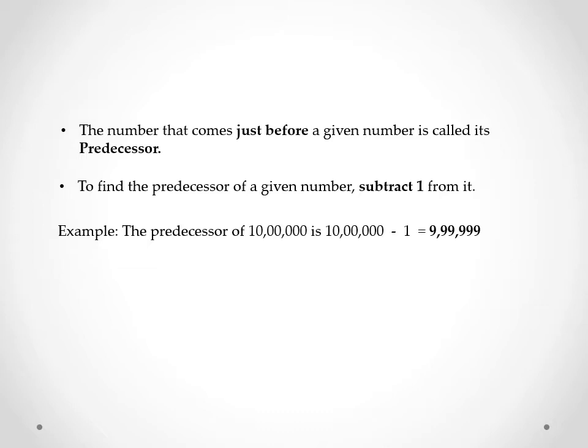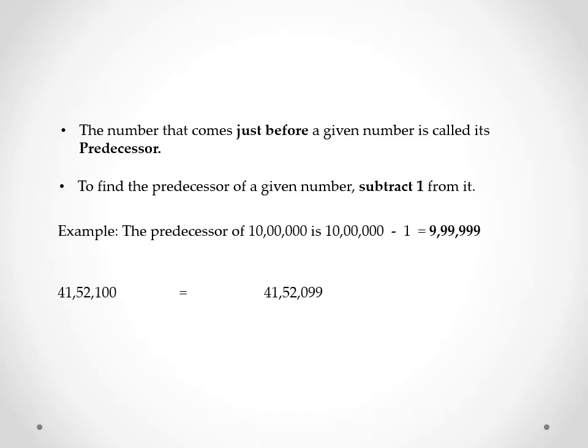To find the predecessor of 10 lakh, subtract 1 from it. Then it gets 9,99,999. Therefore, the predecessor of 10 lakh is 9,99,999. Similarly, the predecessor of 41 lakh 52,100 is, subtract 1 from it, you will get 41 lakh 52,099.